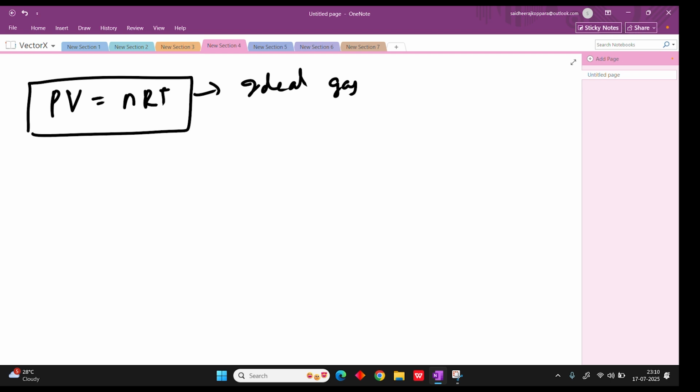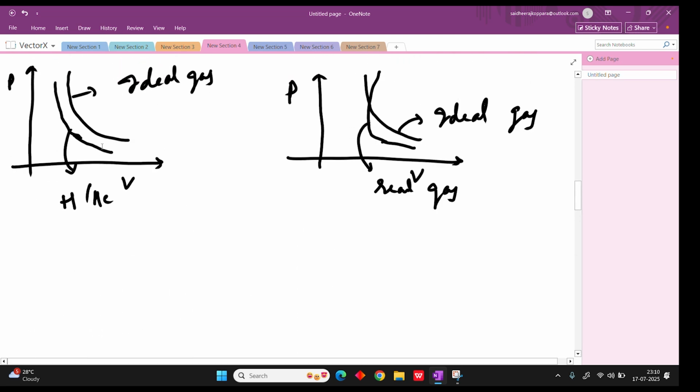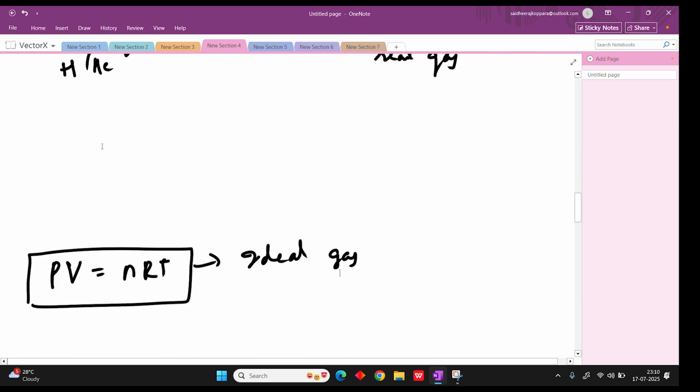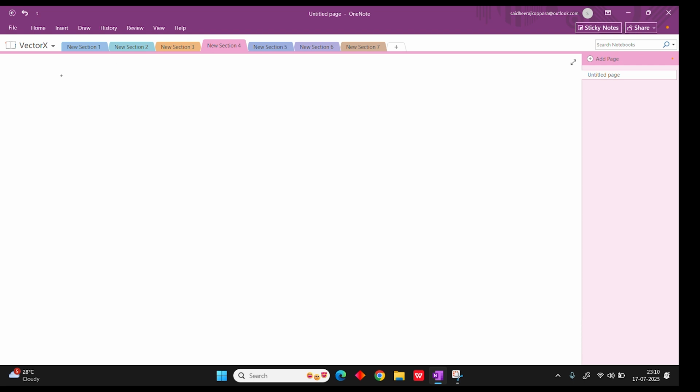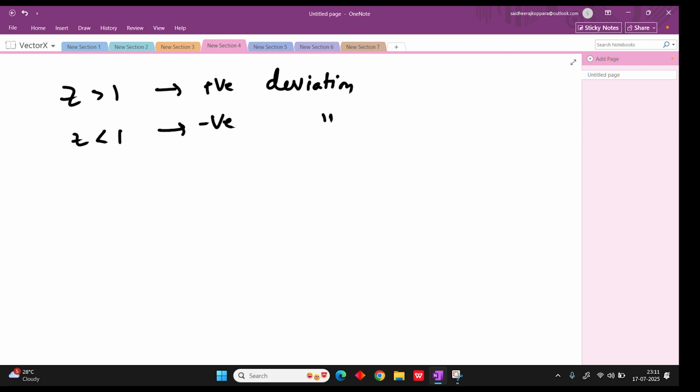Now, I think I forgot something. Yeah, a very simple part I forgot. If Z is greater than 1, it's positive deviation, and if Z is less than 1, it's negative deviation. This is the point which I forgot.